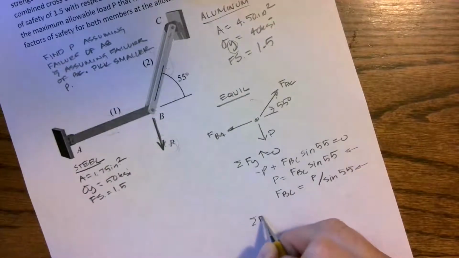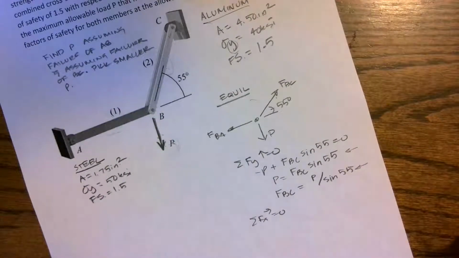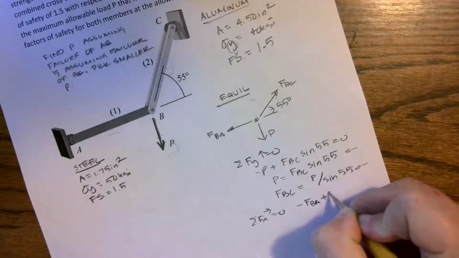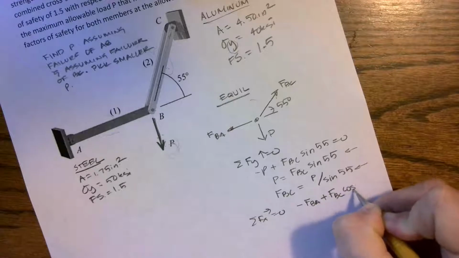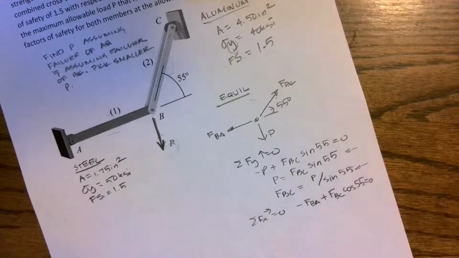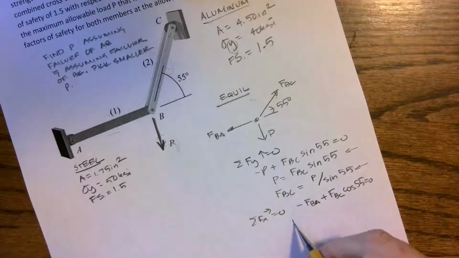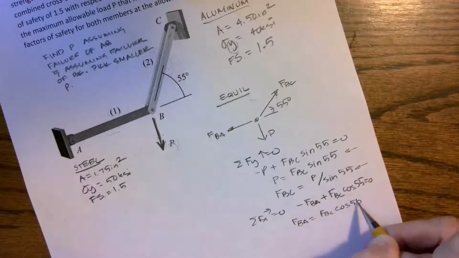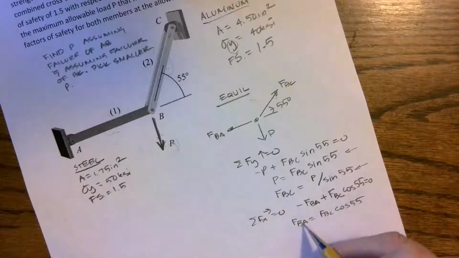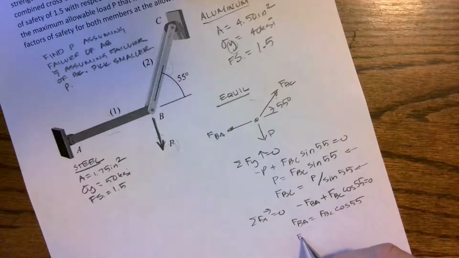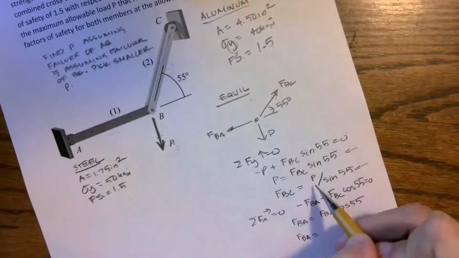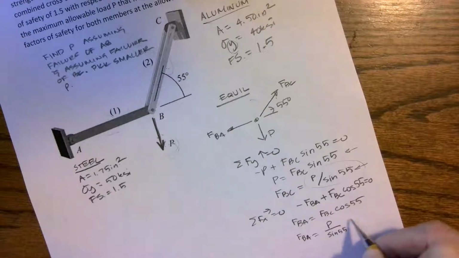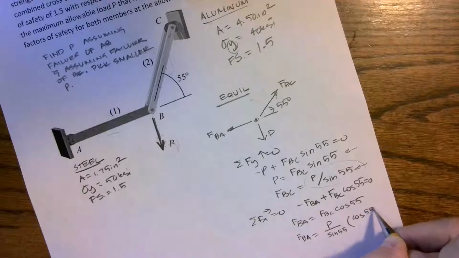So now let's sum forces in the X direction. Okay. And I'm going to have a negative FBA plus FBC cosine 55, and all of that equals 0. So FBA equals FBC cosine 55. And now to get FBA in terms of P, we can just substitute this in. P over sine of 55 times cosine 55.